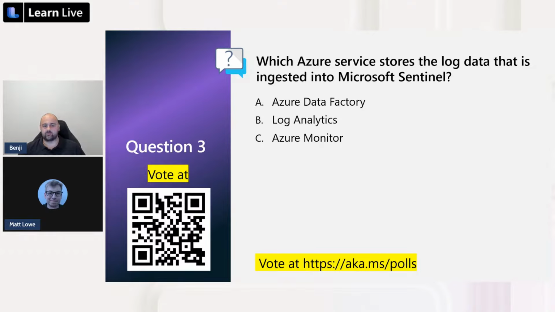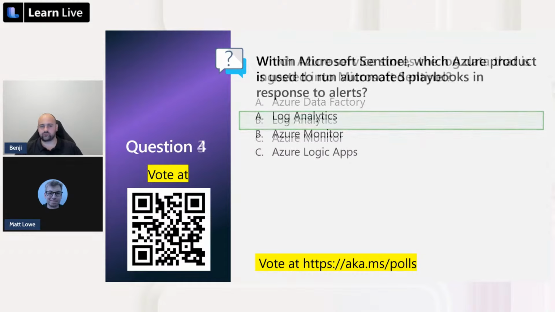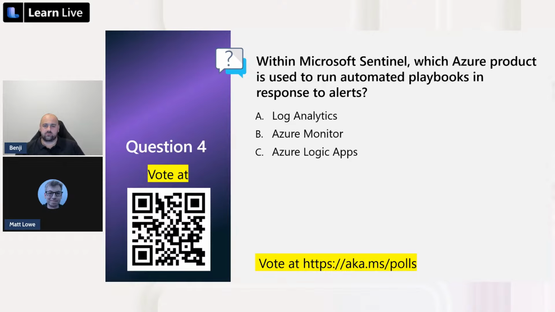So in this case, we will go with B, which is actually Log Analytics. And something that we will show you is that when you are enabling and deploying Microsoft Sentinel, you will be deploying it on top of Azure Log Analytics, which is used to store that data. And the final question for this round is, within Microsoft Sentinel, which Azure product is used to run automated playbooks in response to alerts? Is it A, Log Analytics, B, Azure Monitor, or C, Azure Logic Apps?